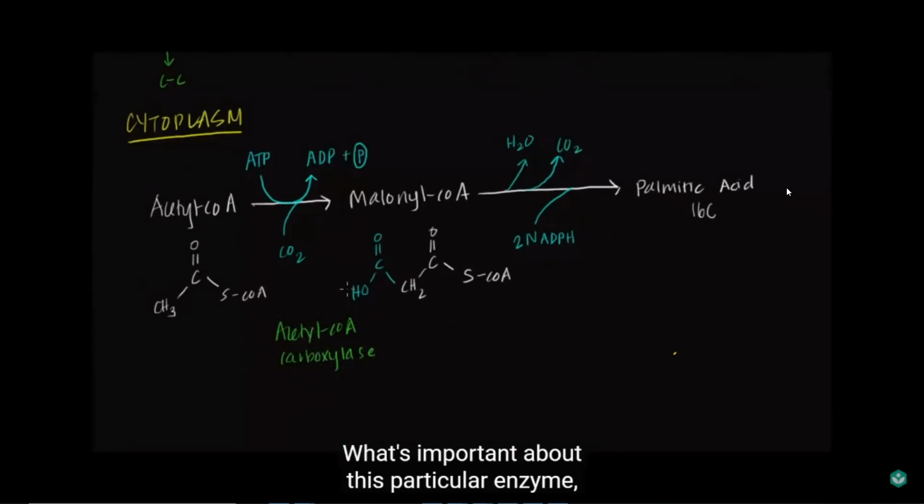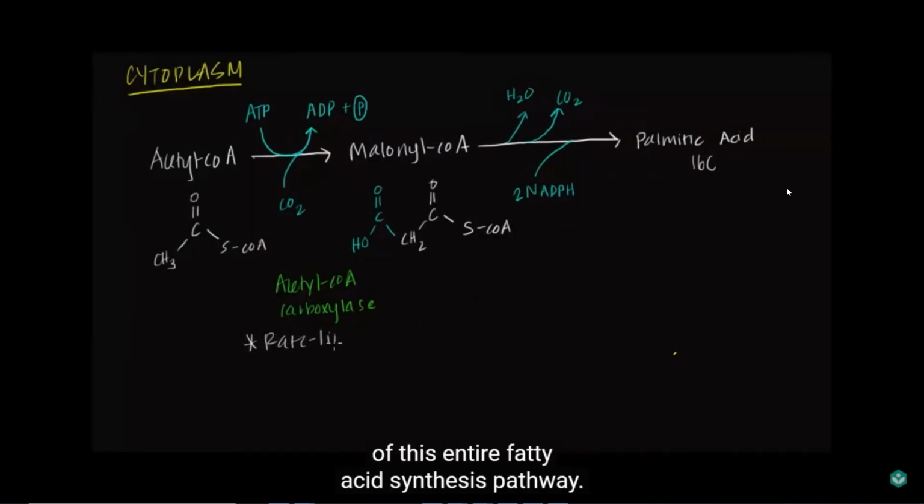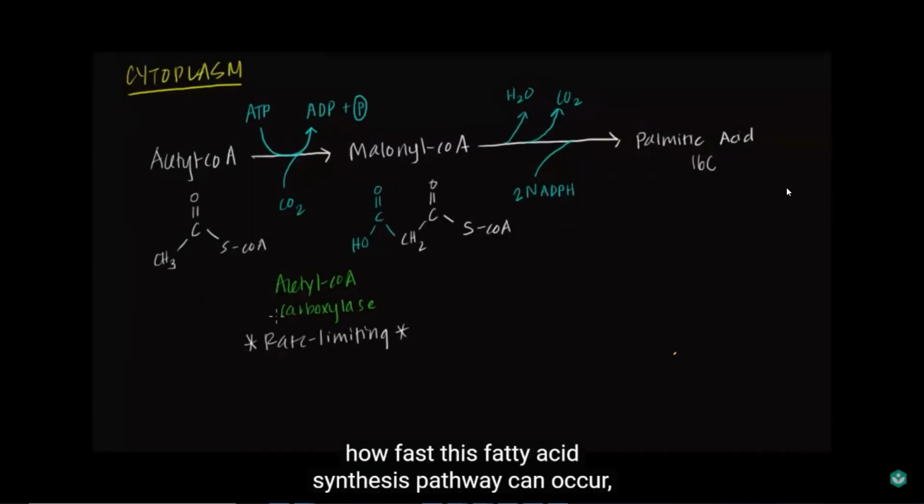And what's important about this particular enzyme, let me scroll down a little bit more here, is that it ends up being a very highly regulated part of this entire sequence. Now, the reason this is a really good step to regulate is because it happens to be the rate limiting step of this entire fatty acid synthesis pathway. In other words, out of all the chemical reactions that occur, this one is the slowest kinetically. And so, because the overall rate, how fast this fatty acid synthesis pathway can occur, is limited by this one step, it makes sense that we should regulate whether this step is on or off.